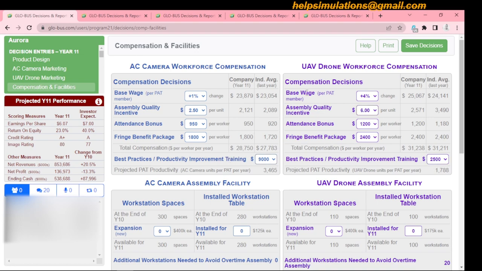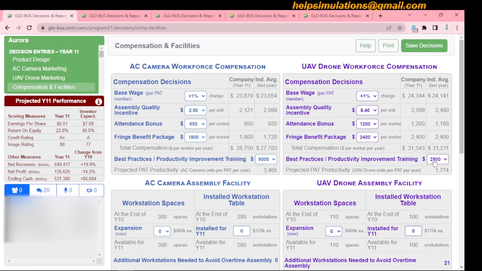And I'll do the same for the UAV drone segment. So let me make this 0 so I can compare the impact of the decisions I make with the industry average. So I think I'll offer a 1% increase, that's fine. So 8.4. So I think I'll leave it at 1200 for the fringe benefits. I think I'll leave it at 2400.